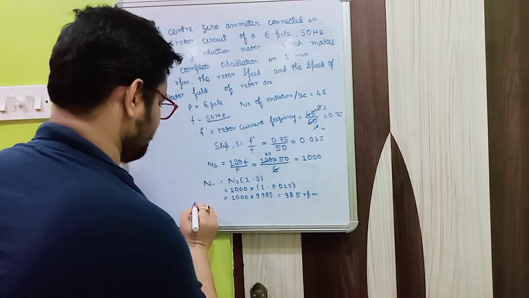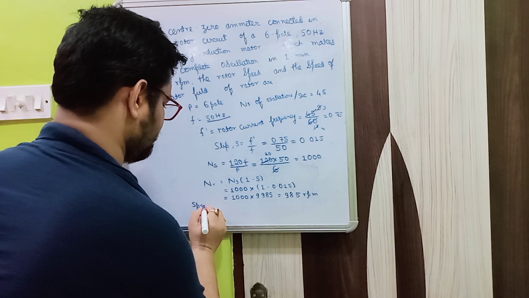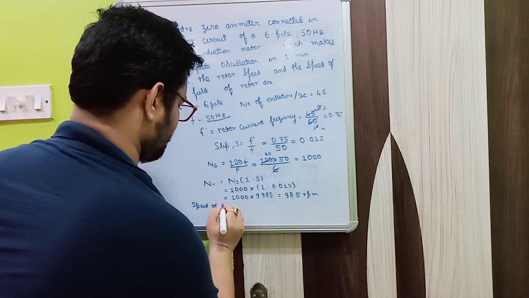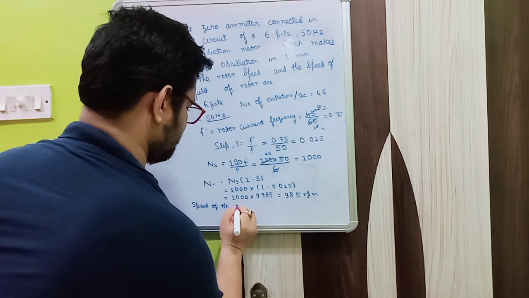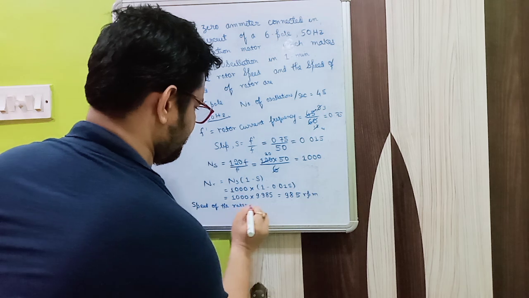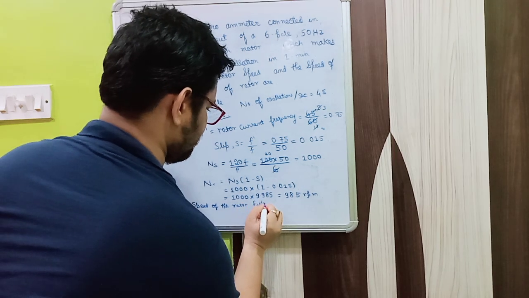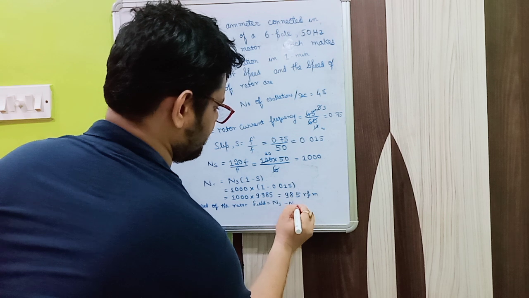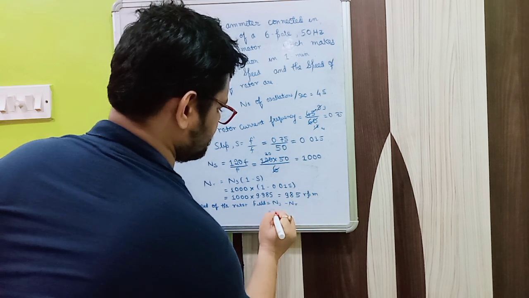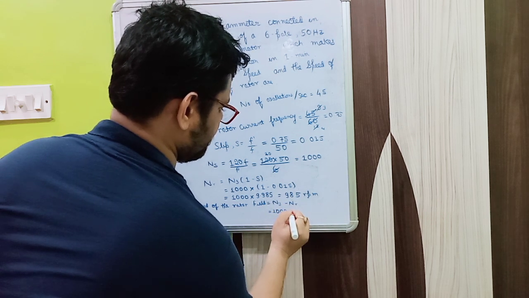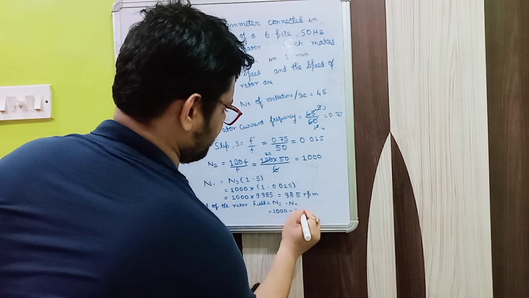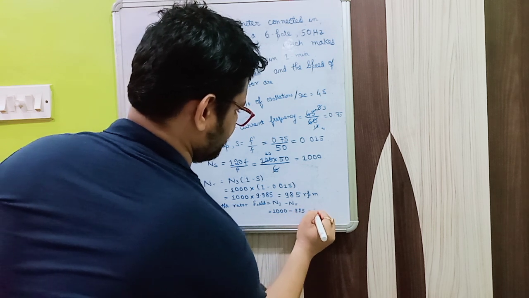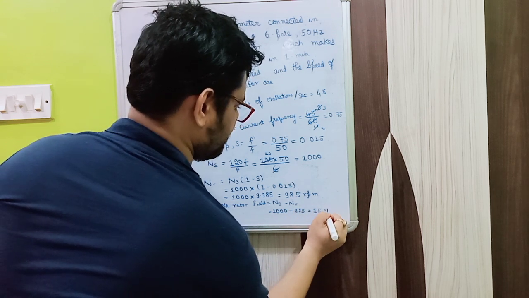Speed of the rotor field is Ns minus Nr. Ns is equal to 1000 minus 985. So this is 15 RPM.